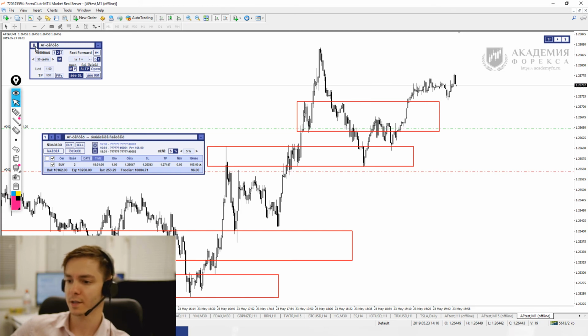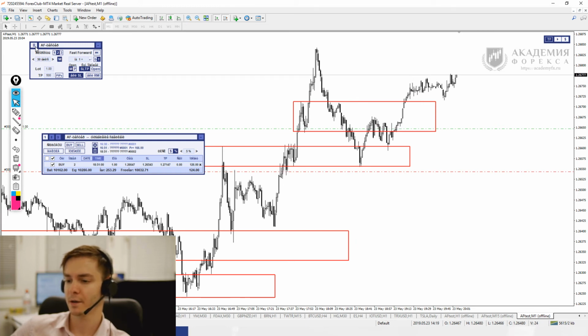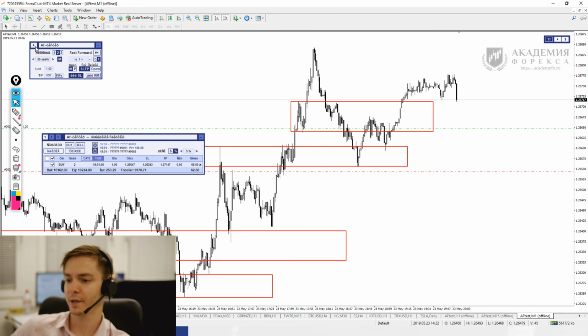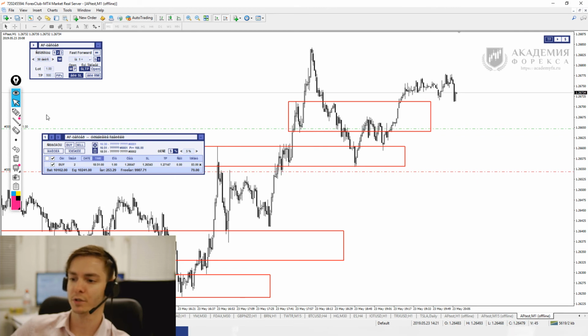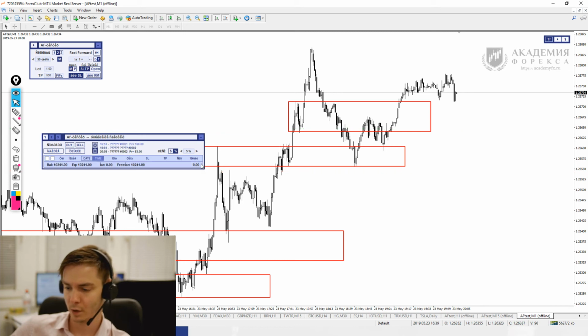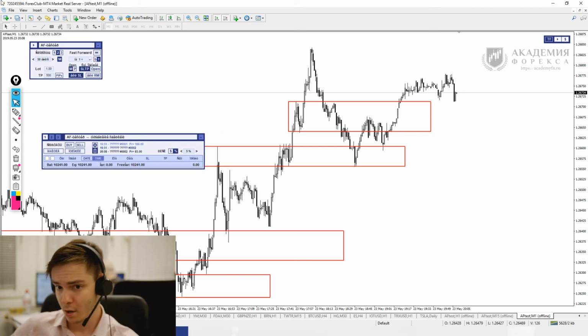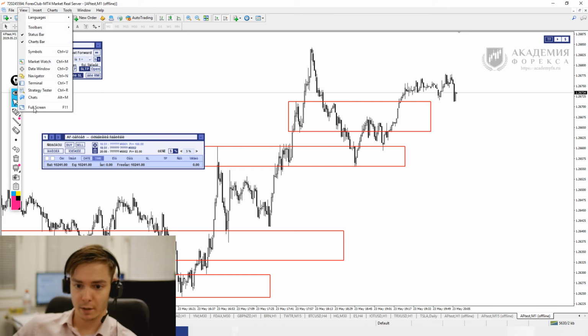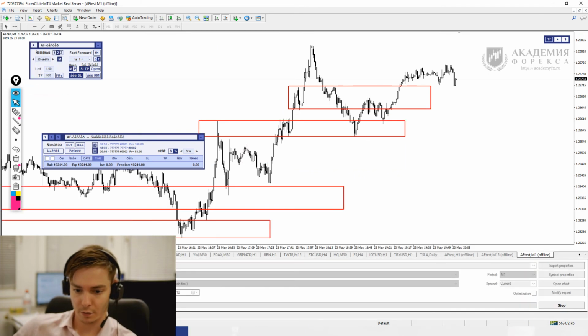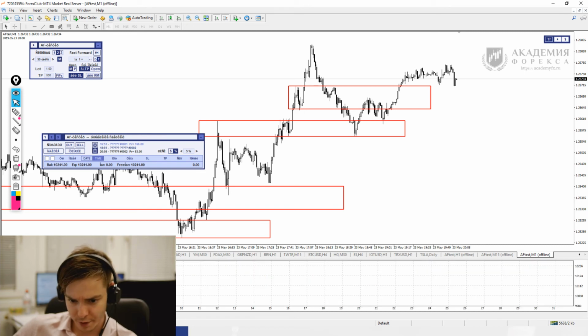So let's see what is happening. And yeah, the market is just consolidating here. I think it's a good time to fix the position and take our $80 with a one-to-one risk reward ratio. Okay, let's look at the result, just trading our pattern for today.